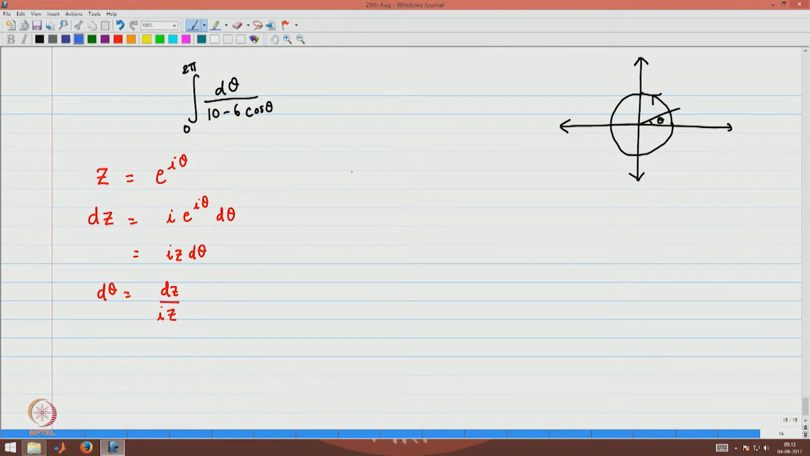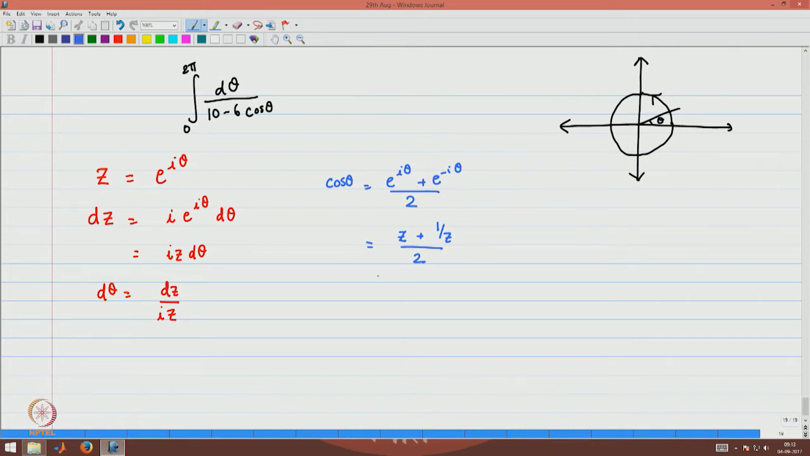In this case I had only cosine of theta, but in general, cosine theta I will write as e to the I theta plus e to the minus I theta divided by 2, which is equal to z plus, now e to the minus I theta is nothing but 1 by z, divided by 2.